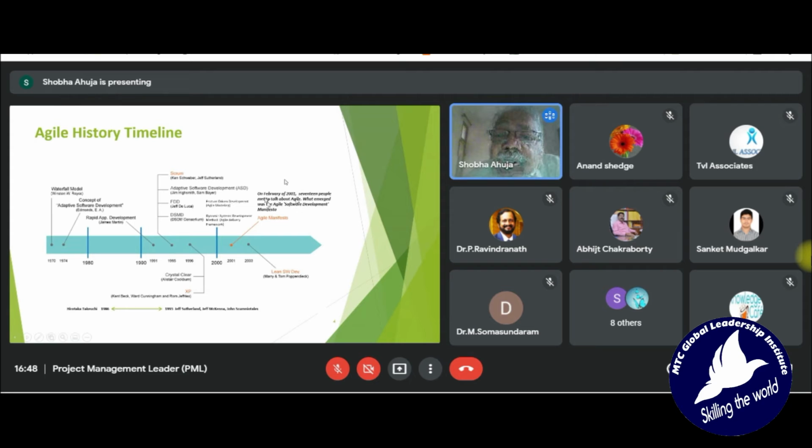What emerged was the Agile Software Development Manifesto. It is known as the Manifesto, the Software Development Manifesto. If you Google it, you will find several interesting ones on the Software Development Manifesto.